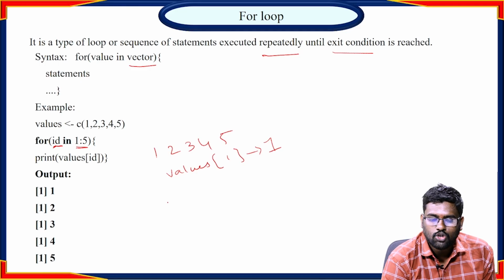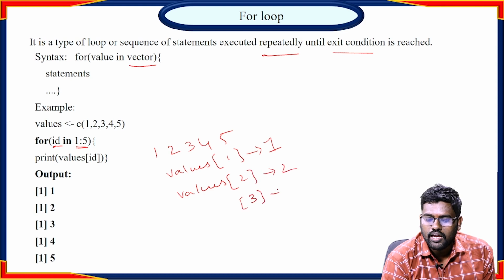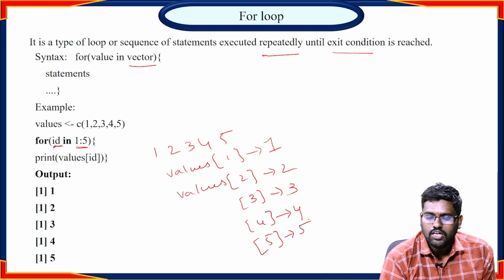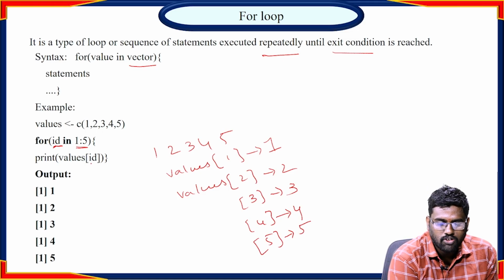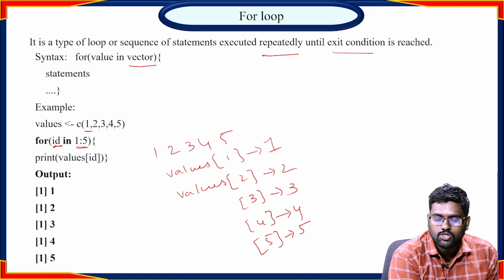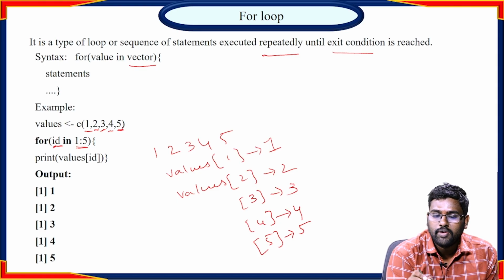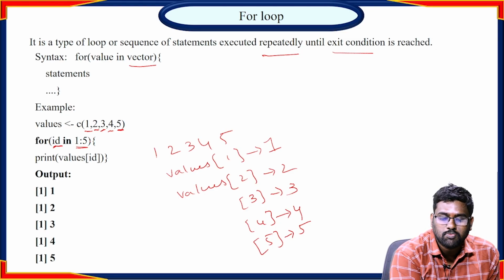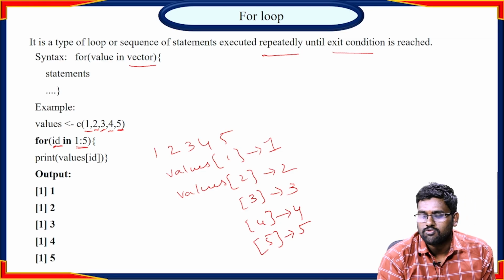Next, the loop iterates again: values of 2 is 2, values of 3 is 3, values of 4 is 4, and values of 5 is 5. Like this, values of ID means values of 1 is the first vector value 1, next values of 2 is 2, values of 3 is 3, values of 4 is 4, and values of 5 is 5. So the loop will be executed like this, up to the given condition.